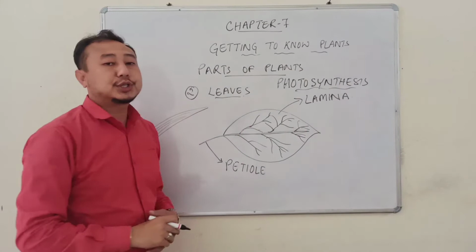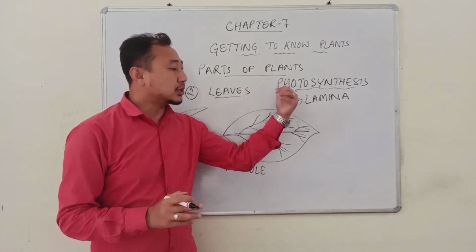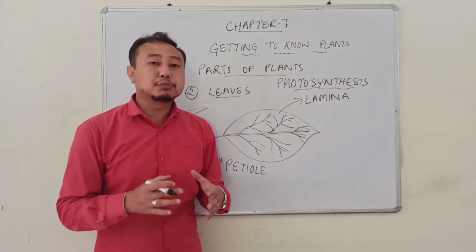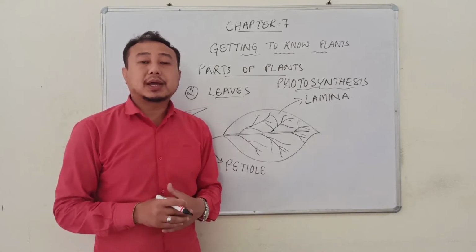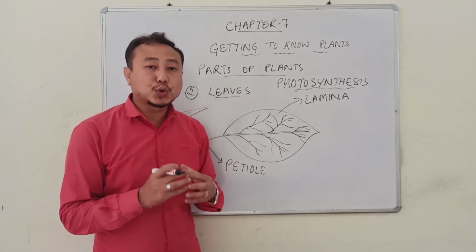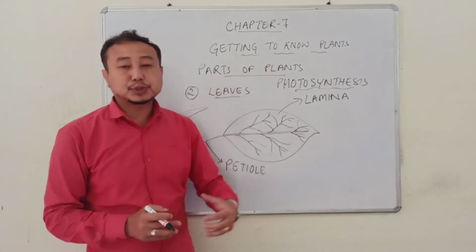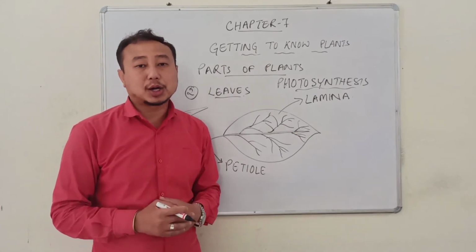This process of photosynthesis helps the plant to make their own food. Because of this process only, the plants, even if they are not moving here and there, are able to make their own food, and this food is utilized by every part of the plant to grow and to survive. So this is about the leaves. Now let us come to the next part of the plant.